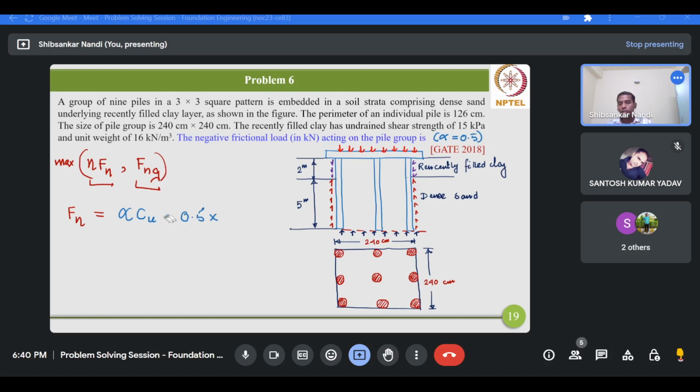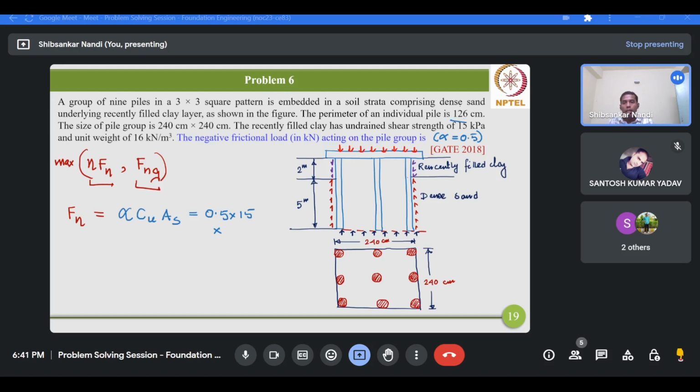This is the unit skin friction, multiplied by the surface area of the pile, that will give you the ultimate skin friction. So 0.5 multiplied by 15 multiplied by AS. What is the value of AS? Surface area of the pile. So what is the length? For that you have to multiply the perimeter of an individual pile with the length of the pile.